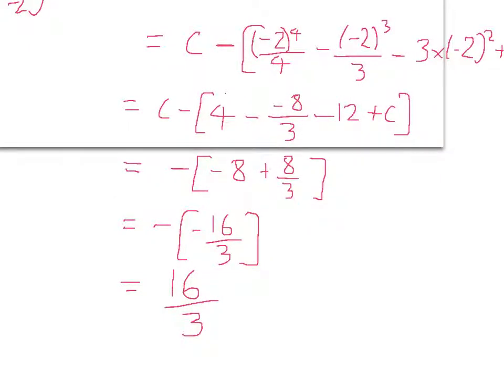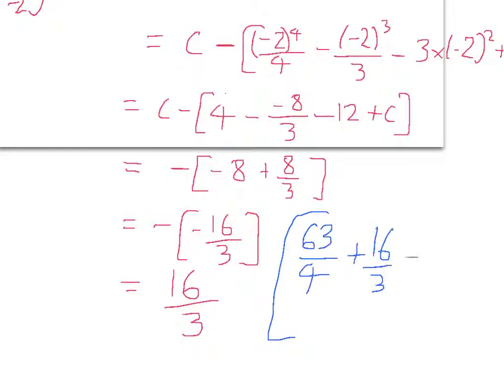So finally, we're going to have the 63 over 4, and we're going to add on our 16 over 3. And it's purely calculator work now, and you'll get the final answer 253 over 12. So there are some equations when you're looking at negative areas, the area above the curve, that you're going to have to do the integration in two parts.